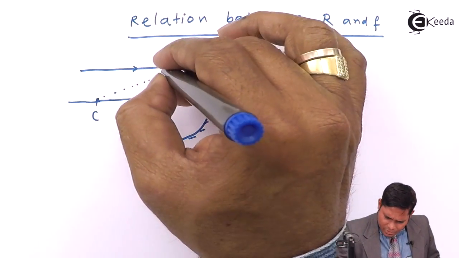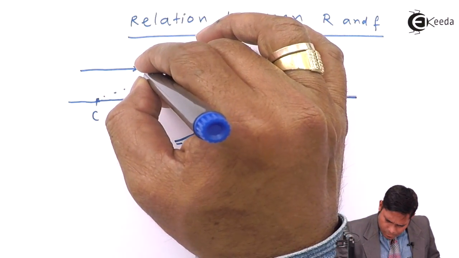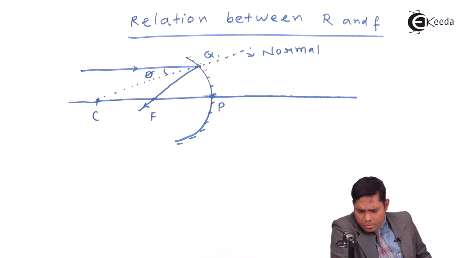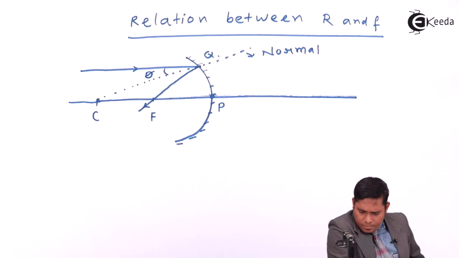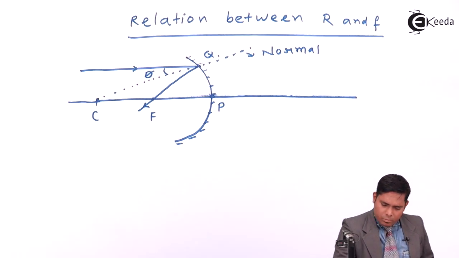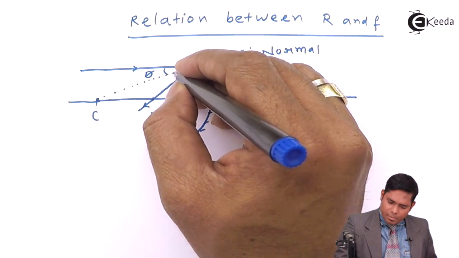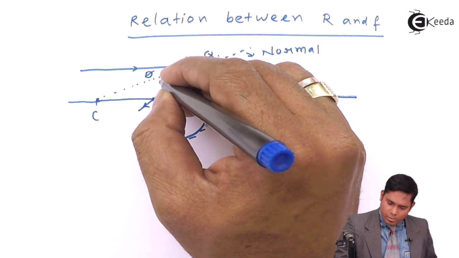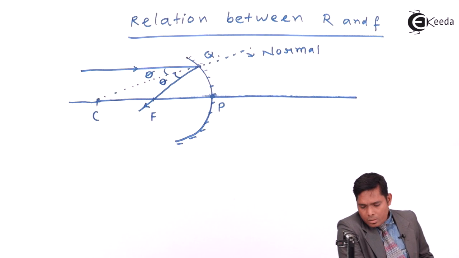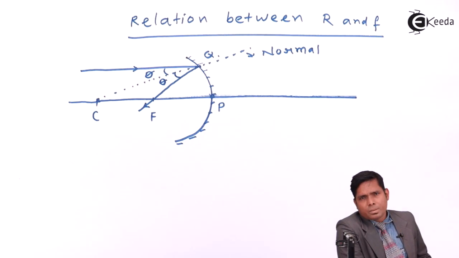Now, I call this angle theta, because this is the angle of incidence. The angle of incidence is the angle between the normal and the incident ray. The ray will be reflected back with the same angle theta. This angle will also be theta. This has to be so, because the angle of incidence must be equal to the angle of reflection according to the law of reflection.